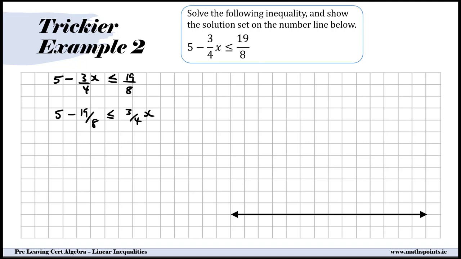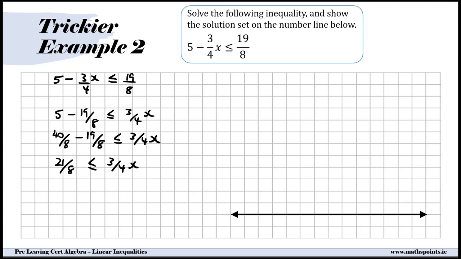Tidying up the left hand side, I can throw this into the calculator if I like, but what I'm going to do is just make 5 an equivalent fraction over 8. So 5 is 40 over 8, and then we have minus 19 over 8, so I'll be able to combine those two terms in a minute, and that's less than or equal to 3/4 x. 40 over 8 minus 19 over 8 is 21 over 8, which is less than or equal to 3/4 x.